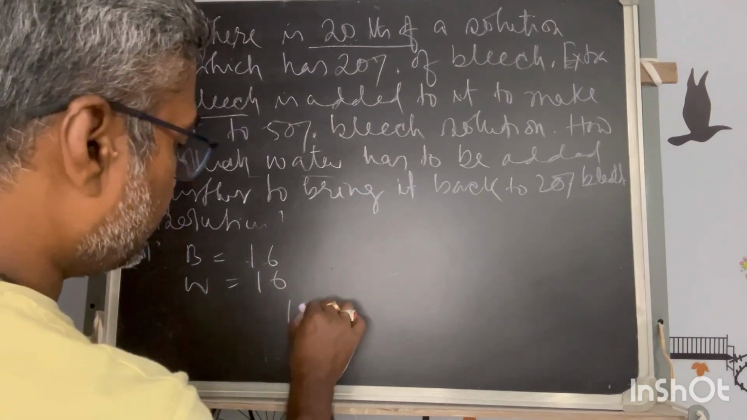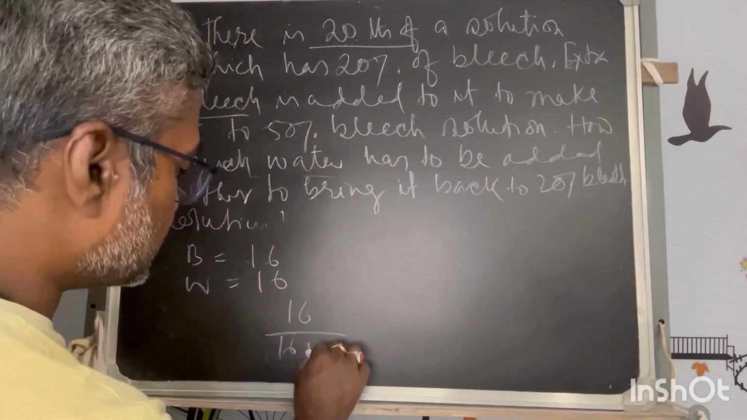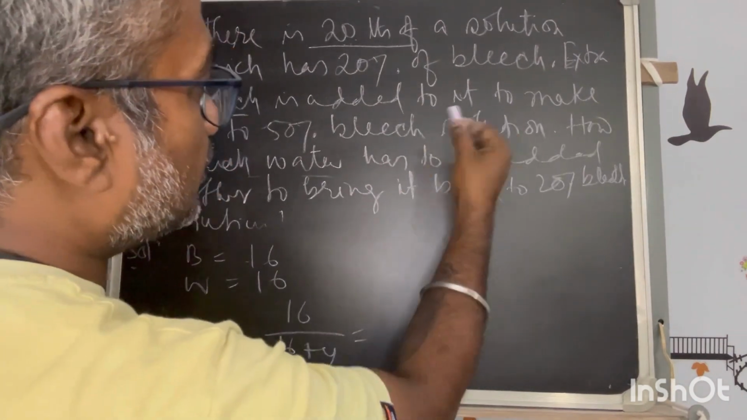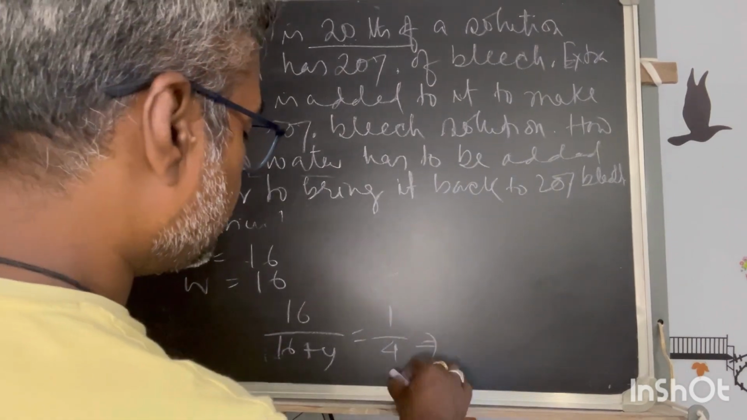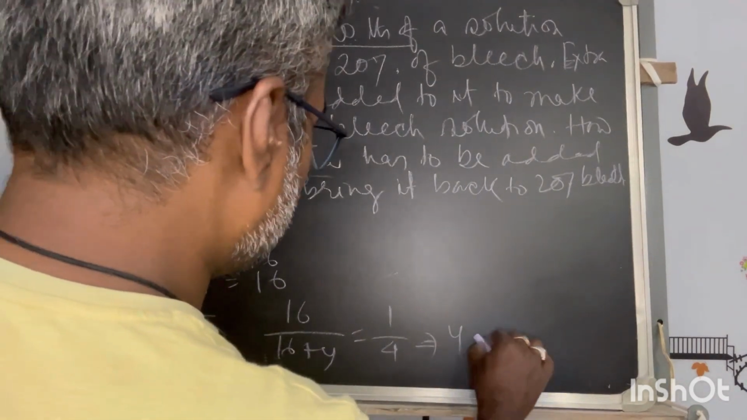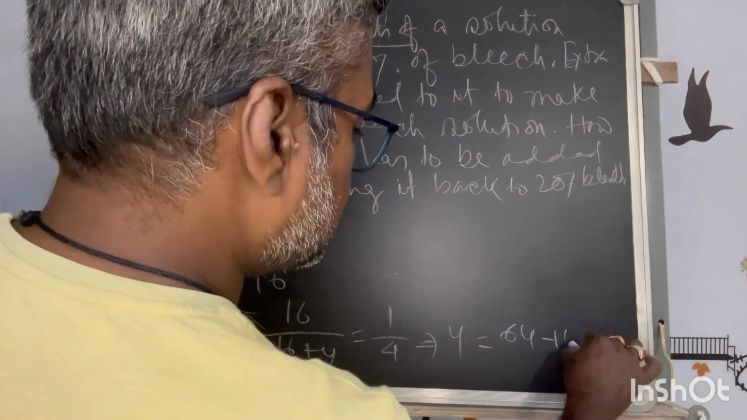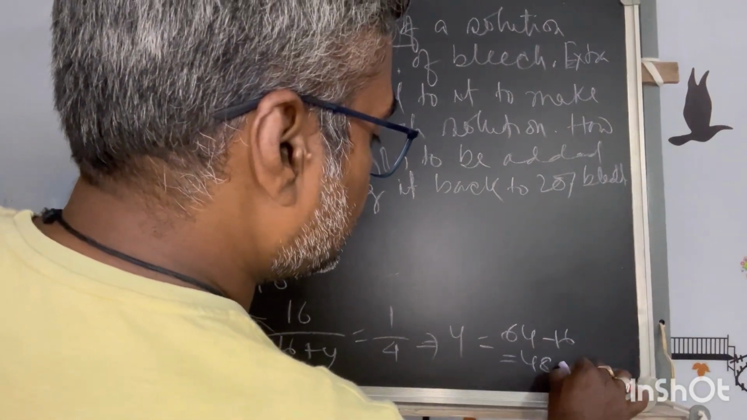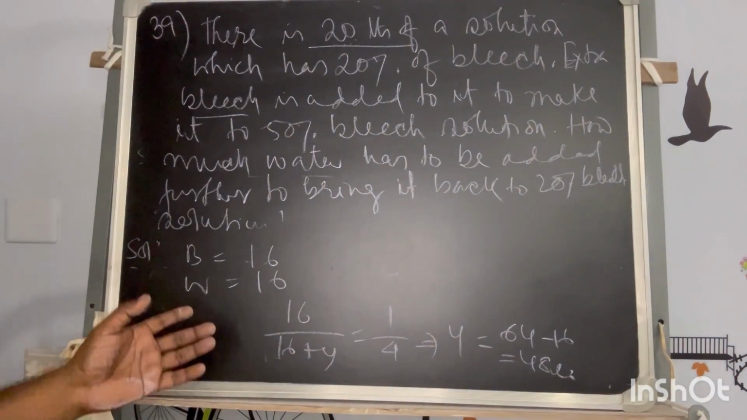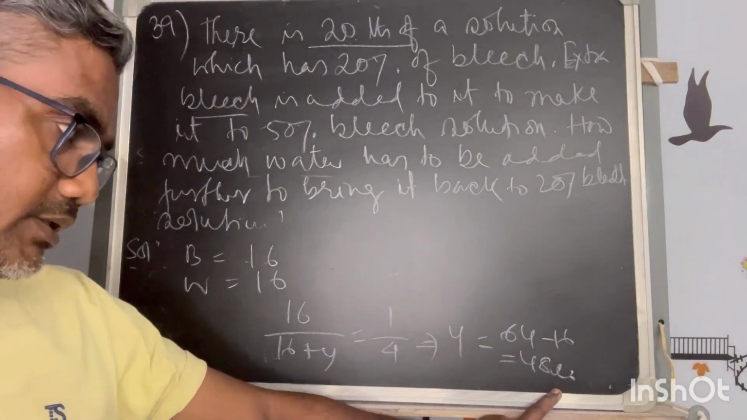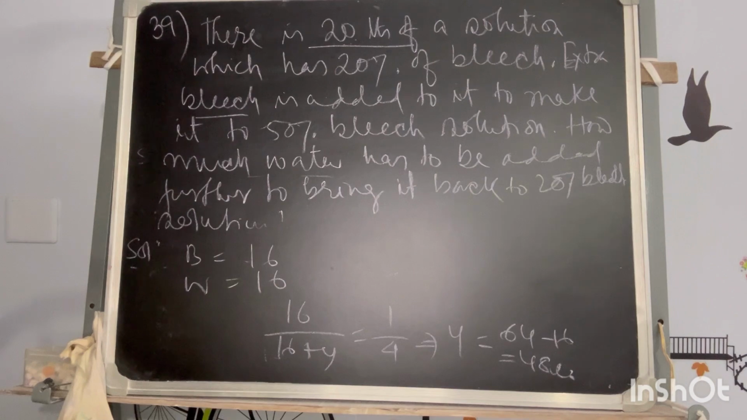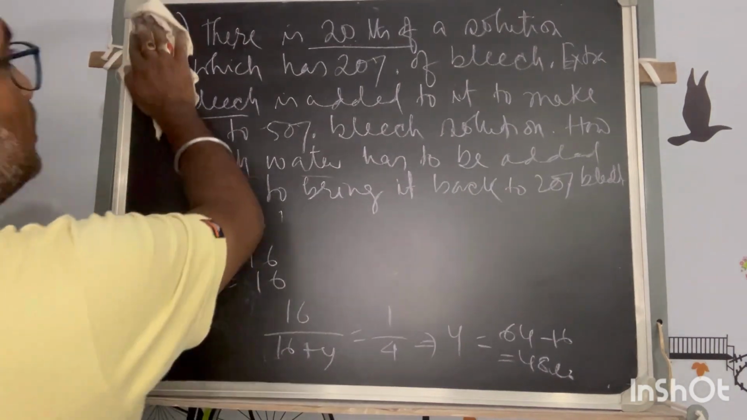Now what else are we doing? 16 of bleach, 16 plus y liters of water we are adding. What I am getting is 20 is to 4, this one. So y is equal to 64 minus 16, that is equal to 48 liters. So this is your traditional straightforward method also. From there you will get the 48 liters of water I am adding. Okay, understood? So I will end up here.